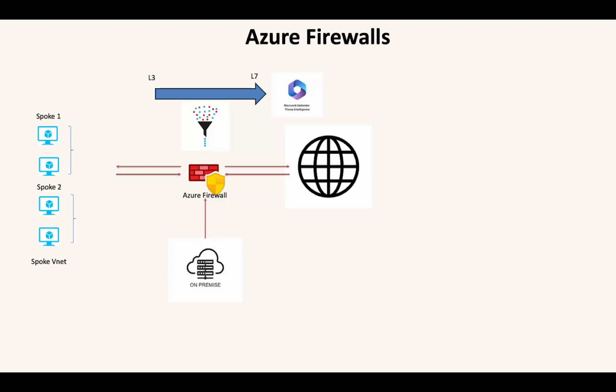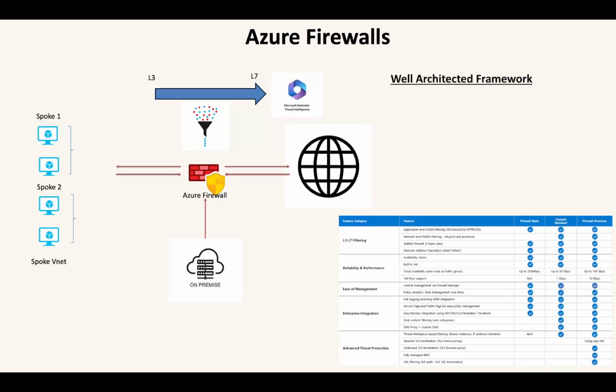Well-architected framework. A well-architected framework has 5 pillars. The first one is reliability, second is security, third is cost optimization, fourth is operational excellence, and the fifth is performance efficiency. Your design decisions should be balanced across these 5 pillars. Let's take the example of Azure Firewall and implement well-architected framework principles here.